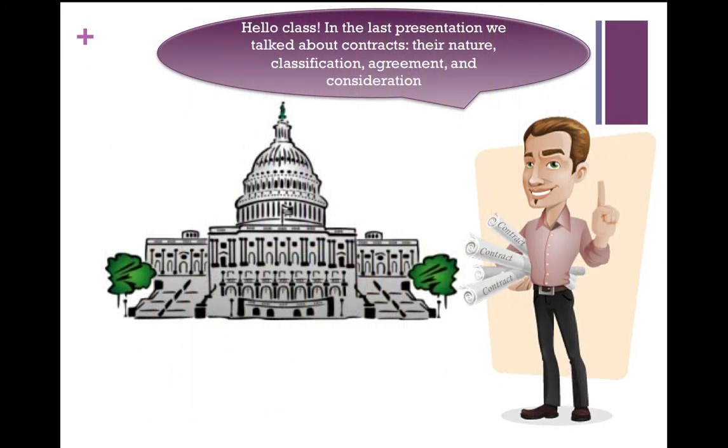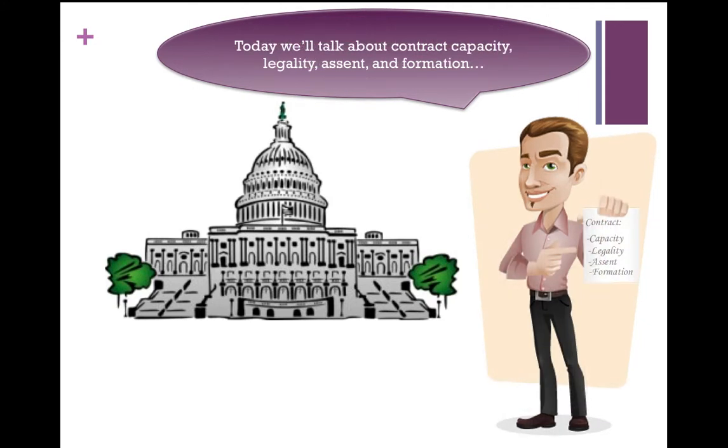Hello class. In the last presentation we talked about contracts, their nature, classification, agreement, and consideration. Today we'll talk about contract capacity, legality, assent, and formation.